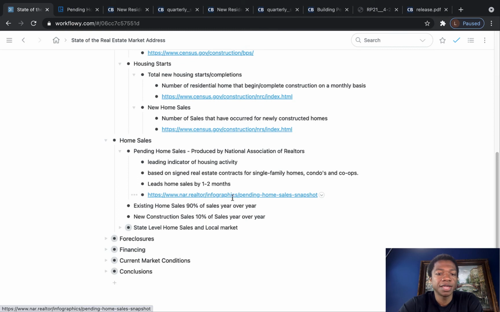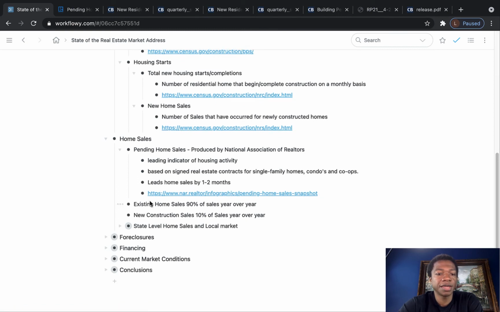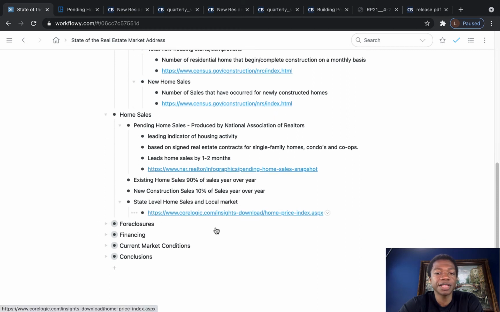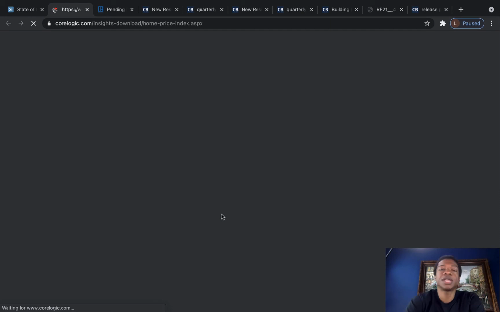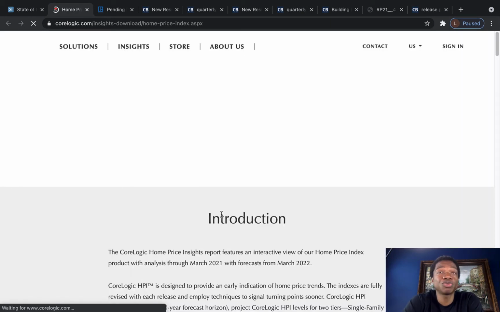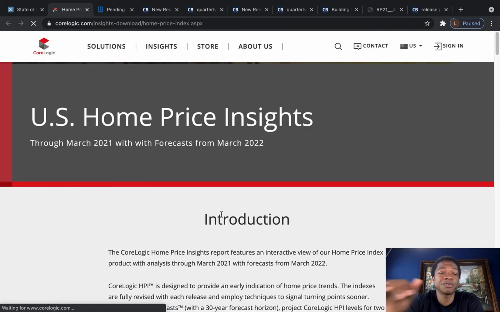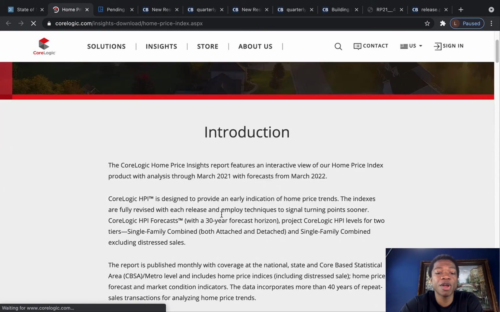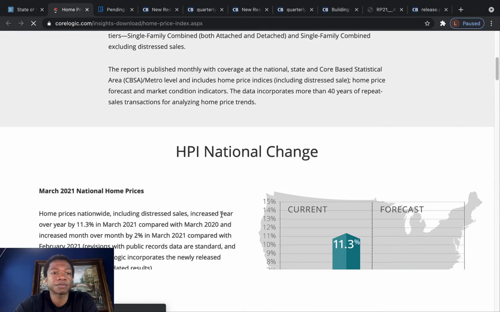And let's see, national or state level home sales and local market. Let's take a look at what we have here. Now, CoreLogic is a site that I typically use to screen residents, but they also have some very useful information about the housing market in general.